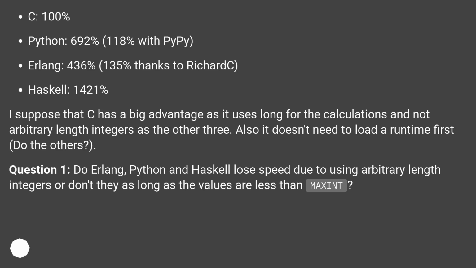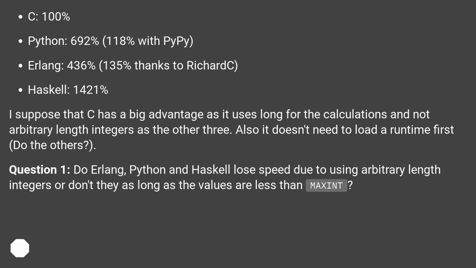C: 100%. Python: 692%, 118% with PyPy. Erlang: 436%, 135% thanks to Richard C. Haskell: 1421%. I suppose that C has a big advantage as it uses long for the calculations and not arbitrary length integers as the other three. Also it doesn't need to load a runtime first; do the others?